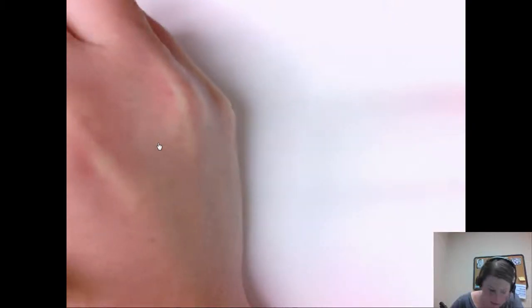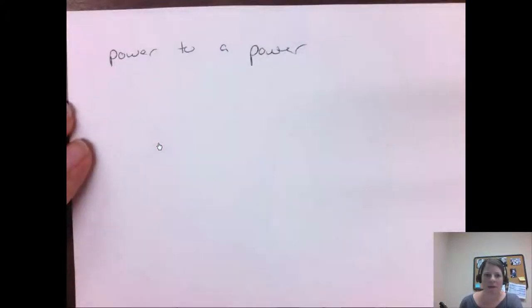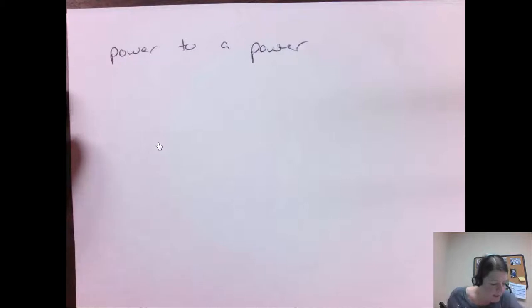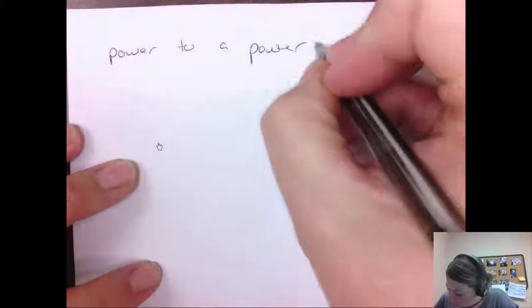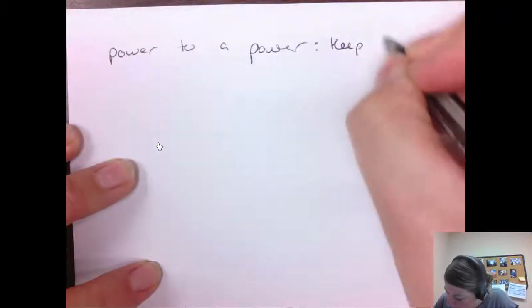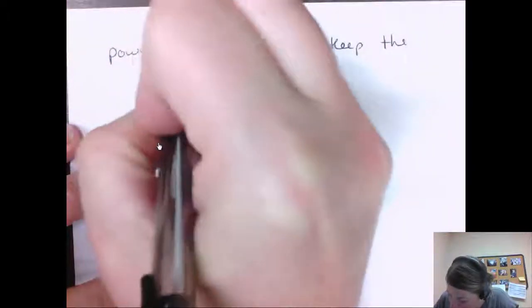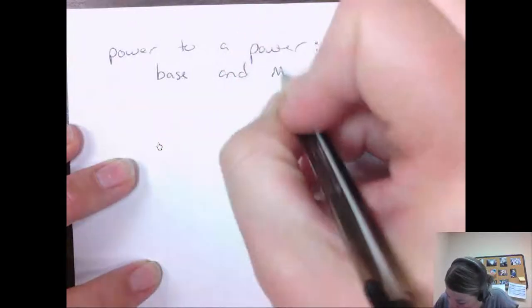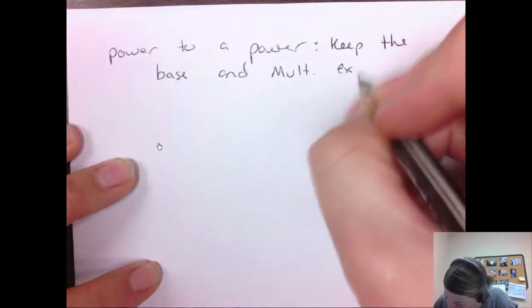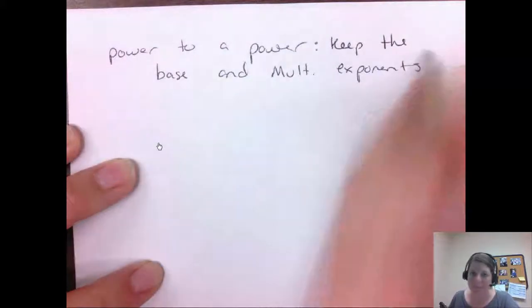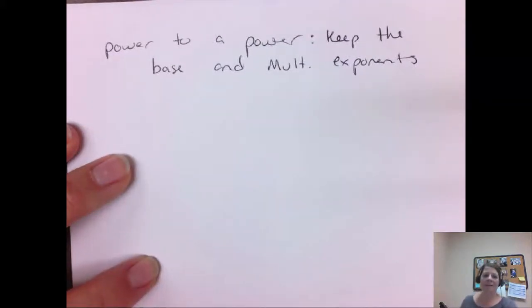Okay, this video is going to be on the rest of the exponent rules. The first one is power to a power. This rule is when you've got an exponent raised to an exponent, what you're going to do is keep the base. You'll always keep the base and multiply exponents. So power to a power, you keep the base and multiply exponents.